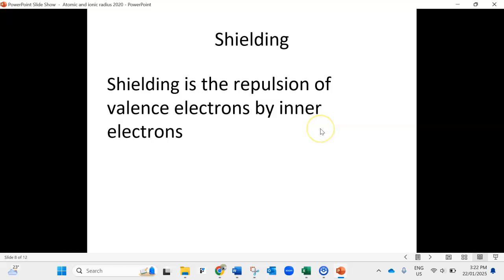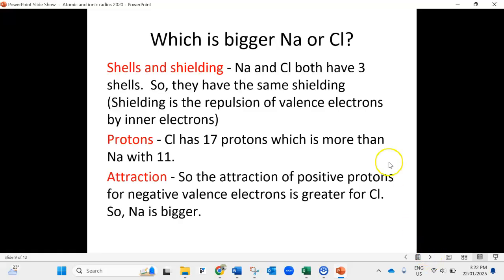You will need to know the definition of shielding. Shielding is the repulsion of the valence electrons by the inner electrons. That is a definition that you need to have stuck in your brain. Okay? Which is bigger, sodium or chlorine?